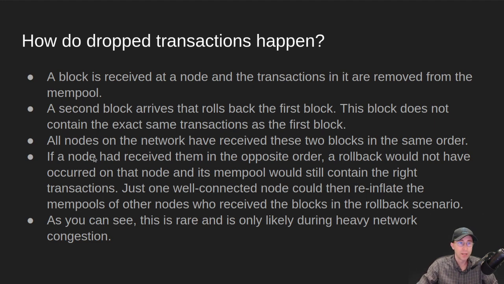And this also has to happen where all the nodes on the network have received these two blocks in the same order. For example, if the blocks had come in a different order on one node, so on my node, let's say the rollback happened. If they arrive in the other order on the other node, maybe the rollback would not happen. And so then the mempool is still correct and doesn't have any dropped transactions. And if that other node is well connected, it can reinflate the mempool of all the other nodes after that rollback fork event happens. And that's a pretty common occurrence on a blockchain.